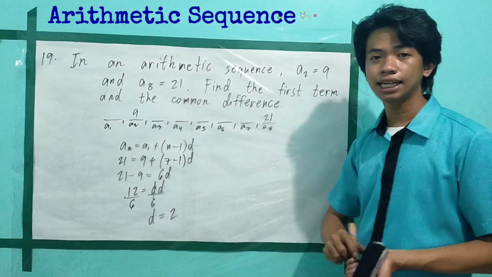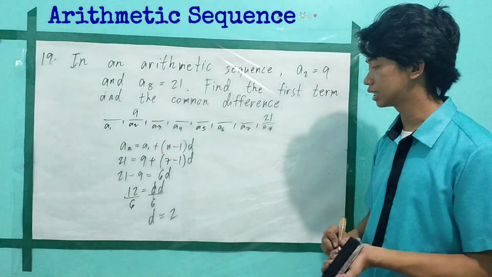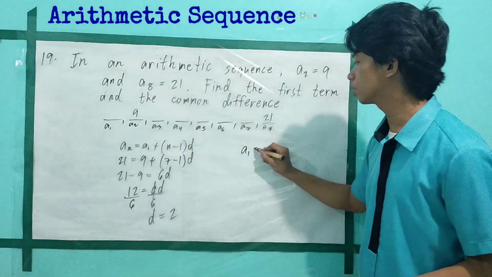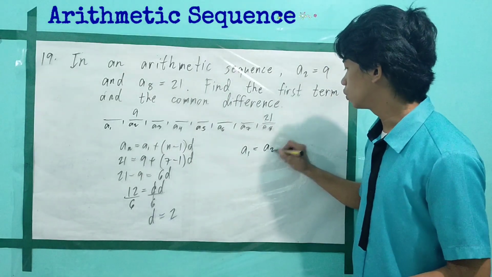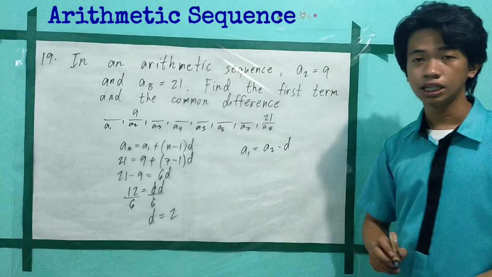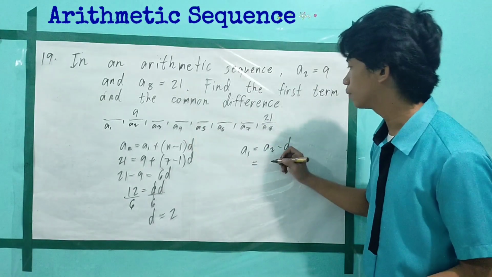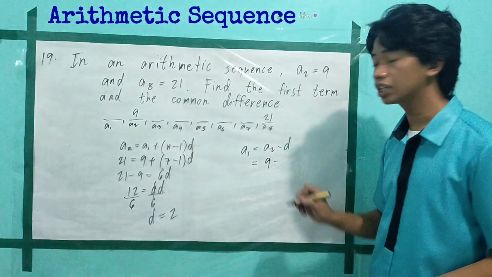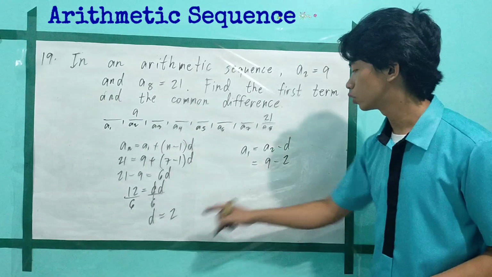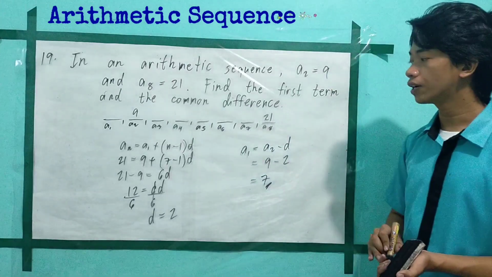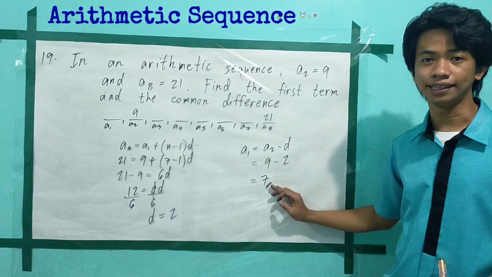Okay, so nahanap na natin ang common difference. Okay, so let's find for the first term. Our first term is equal to a sub 2 less the common difference. Okay, so ang ating a sub 2 ay 9 at ang ating common difference ay 2. So 9 minus 2, we have 7. So ang ating first term ay 7.